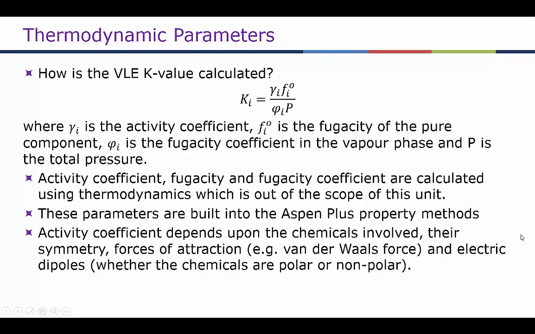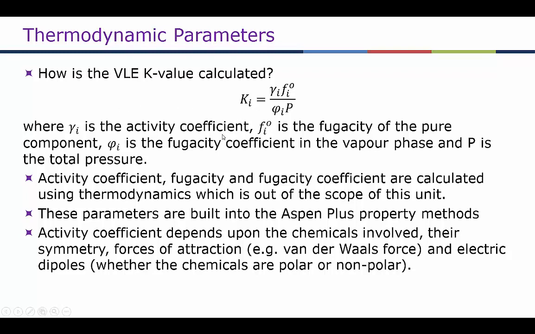But so far we have been given the Ki value, and in most cases we may not know it easily, or it will be very difficult to experimentally establish. So we can use some thermodynamic predictions. This is a little bit beyond the scope of the unit and will be covered in third year when you do the chemical thermodynamics. But briefly, Ki can be predicted by this equation, which gives us lambda i times f i zero, which is fugacity, divided by the fugacity coefficient multiplied by P, where this lambda is the activity coefficient.